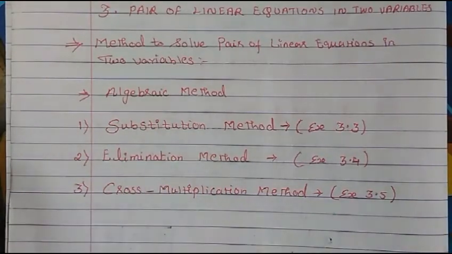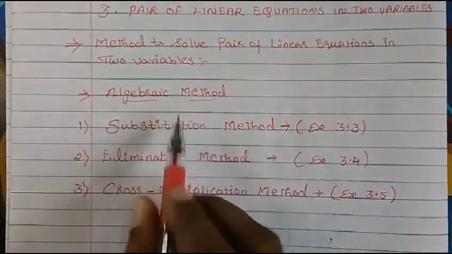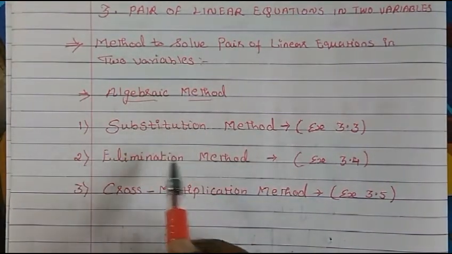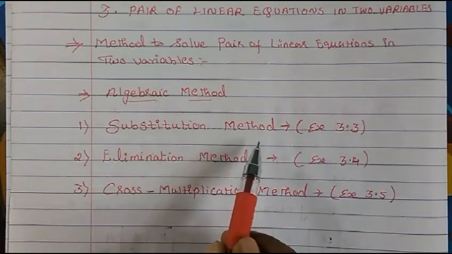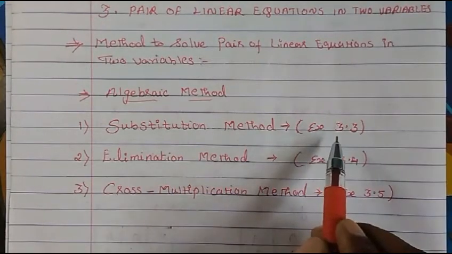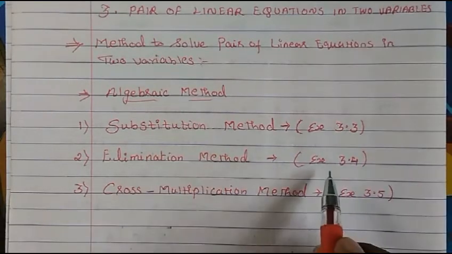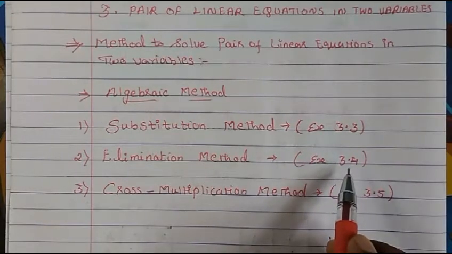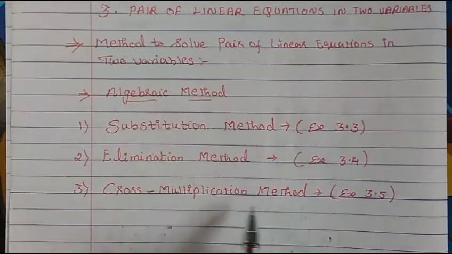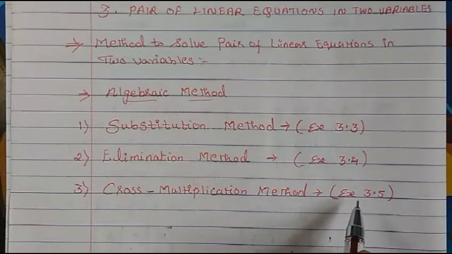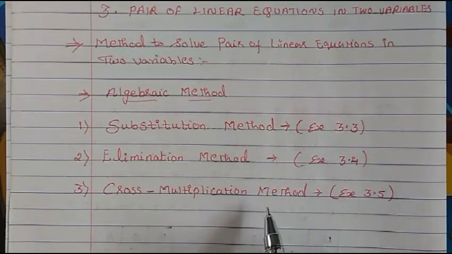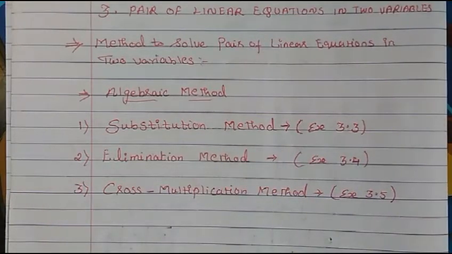So in the algebraic method also, there are three types. That is the substitution method, which is very important for exercise 3.3. Then you have the elimination method, which is very important for exercise 3.4. And then you have the cross multiplication method, which is very important for exercise 3.5. So we will see these methods one by one. First we will see the substitution method.